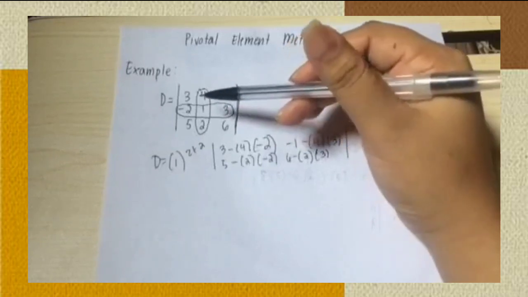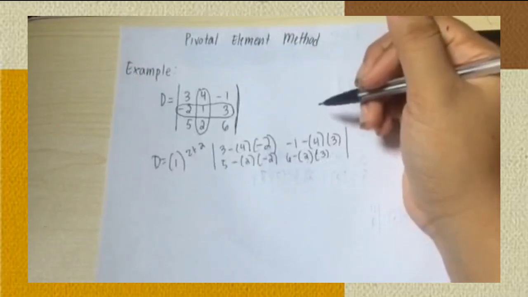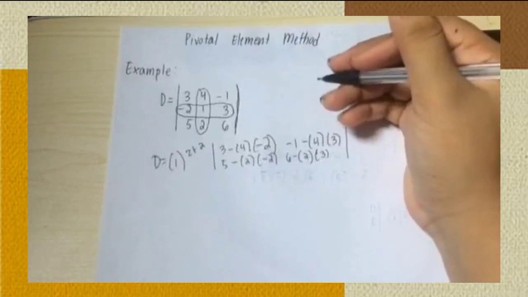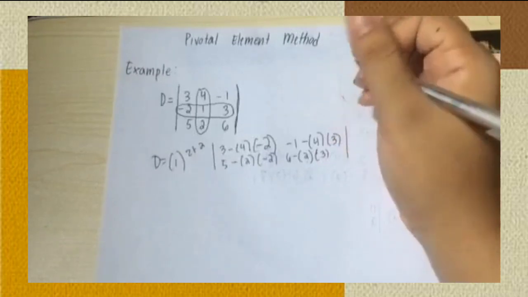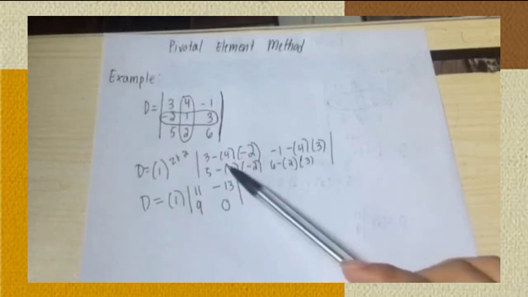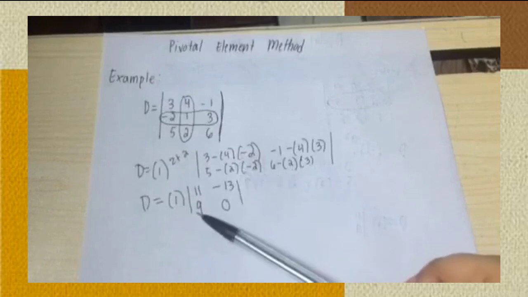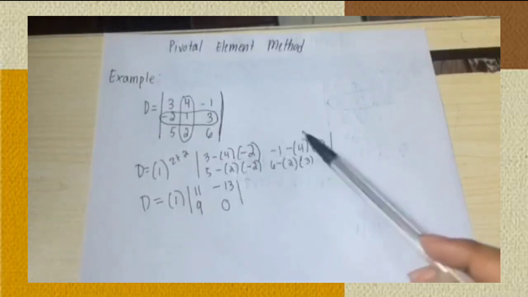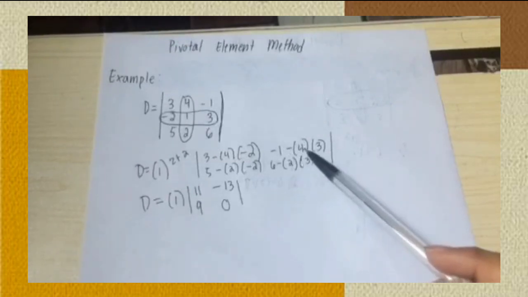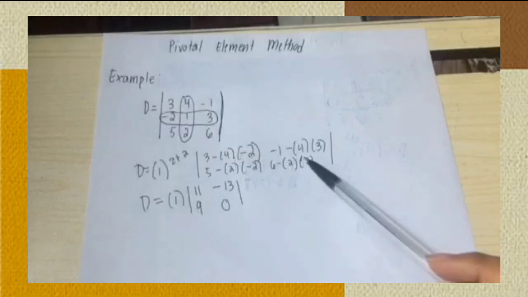Pagkatapos nun, negative 1 raised to 2 plus 2 is positive 1, and 3 minus negative 4 times negative 2 is 11, and 5 minus 2 times negative 2 is 9. Minus 4 times 3 is negative 13. 6 minus 2 times 3 is 0.